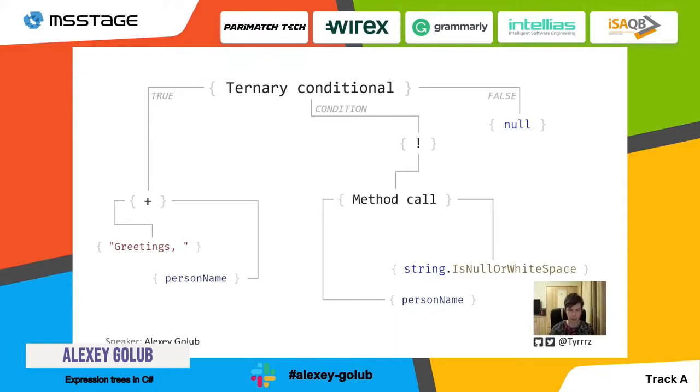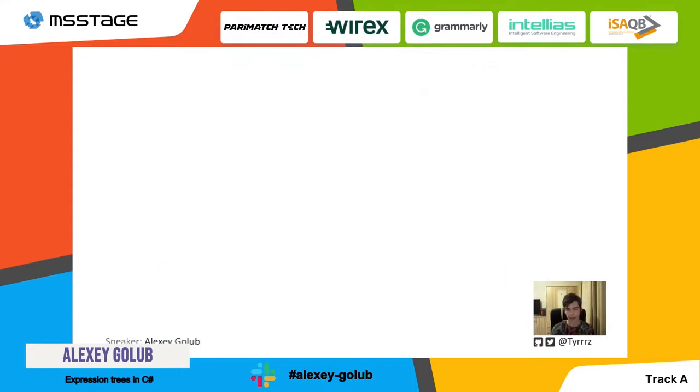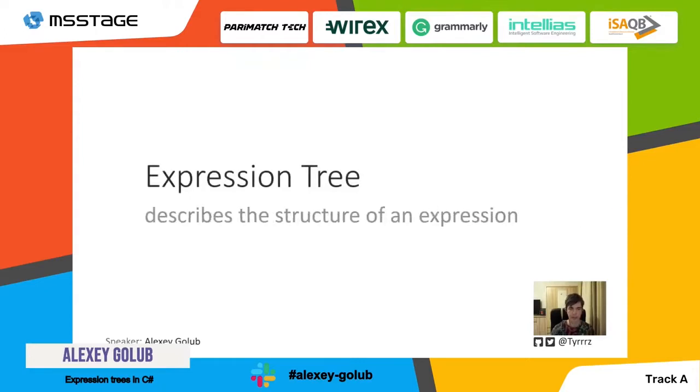So it forms the structure that represents how exactly the expression is evaluated. And as a general summarization, we can say that an expression tree is just a model to describe the structure of an expression, so how it's built from different components or primitives.